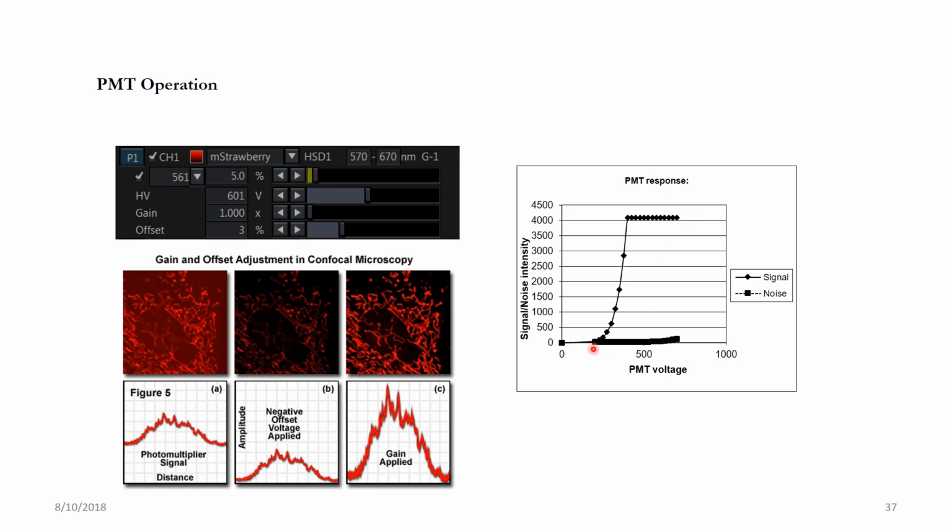But you can see that the noise is very small, and as the PMT voltage is increased, after 700 or 800 the noise becomes too high. So you always want to operate within like 700 or 800 volts, below that, not too low, not too high. Okay.